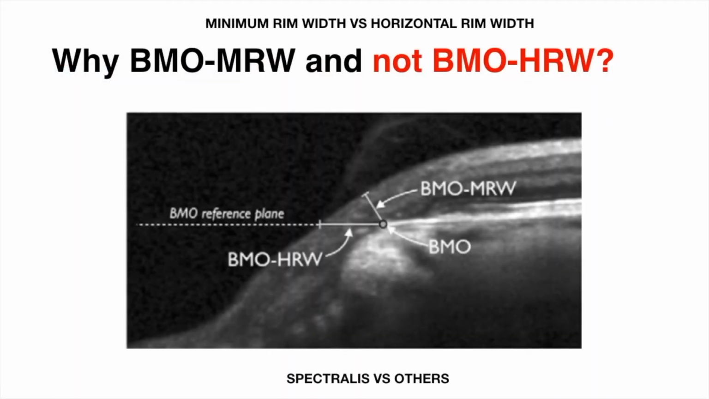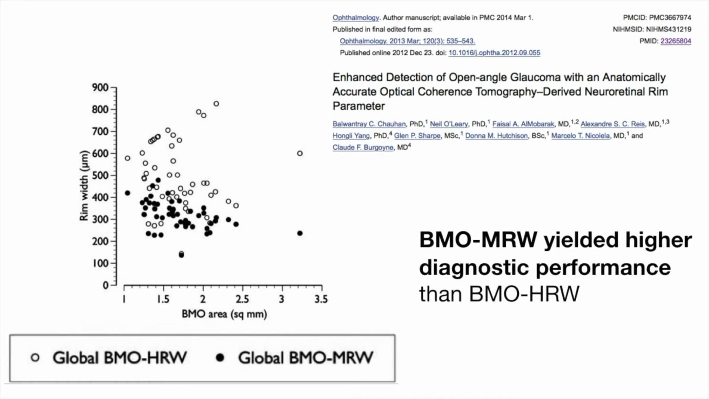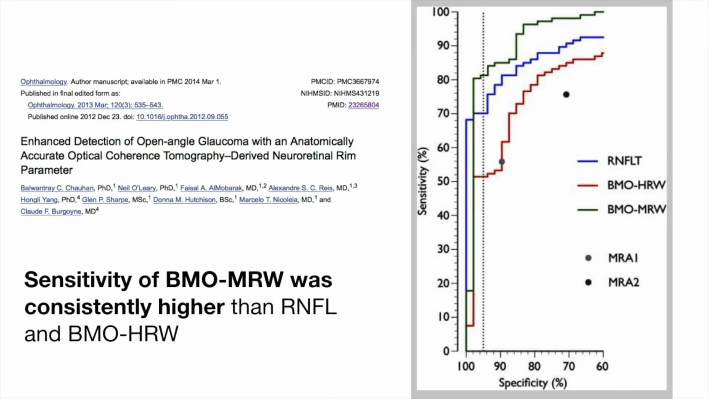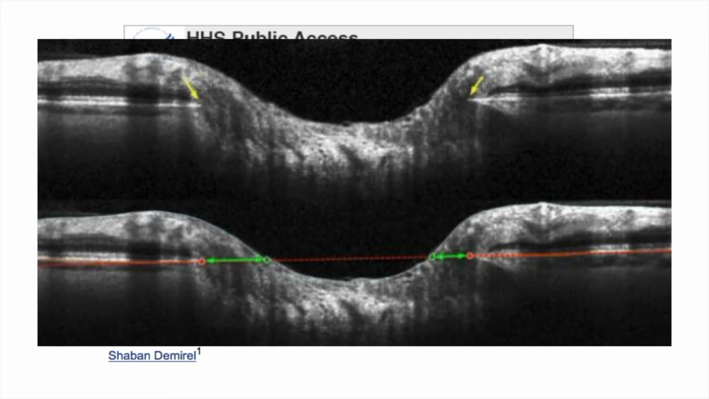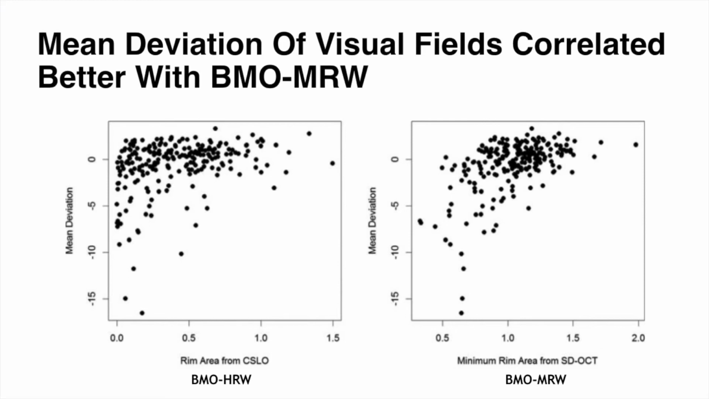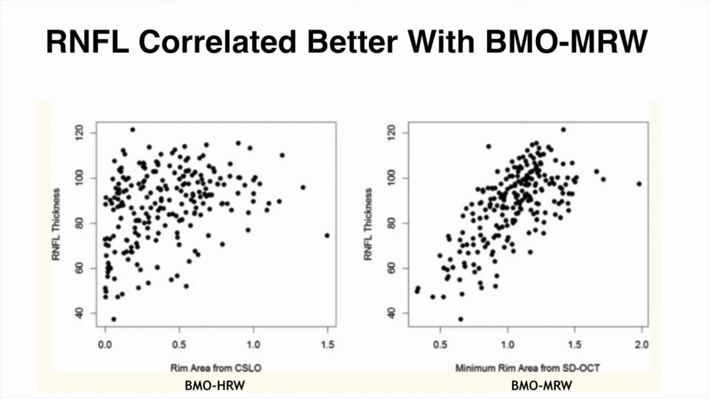Chauhan et al. revealed BMO-MRW yielded a higher diagnostic performance than BMO-HRW. Also, the sensitivity of BMO-MRW was consistently higher than BMO-HRW. A study done on glaucomatous neuroretinal rim tissue revealed that the mean deviation of the visual fields correlated better with BMO-MRW than with BMO-HRW. Also, RNFL thickness correlated better with BMO-MRW than with BMO-HRW.